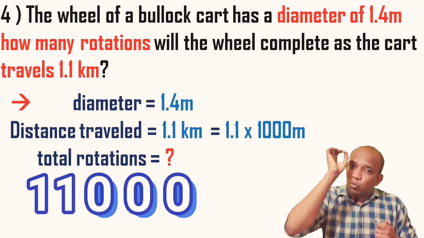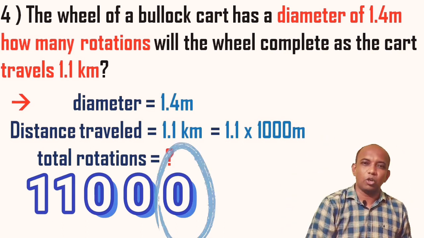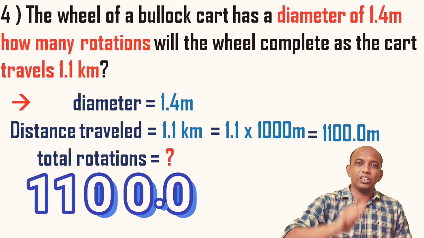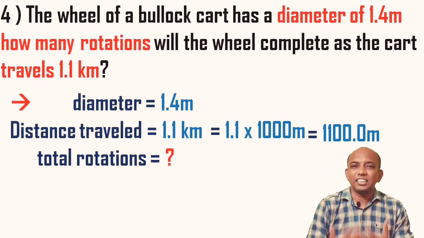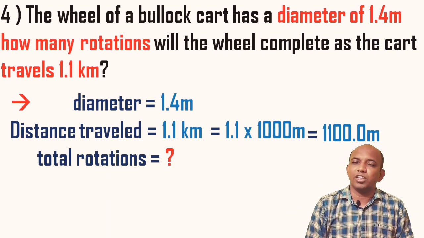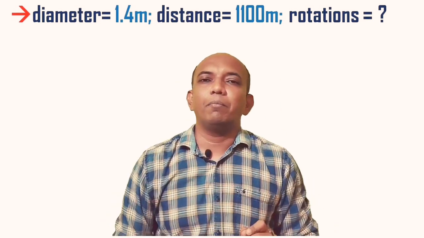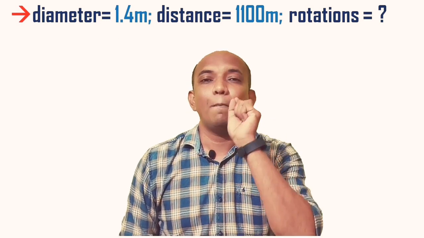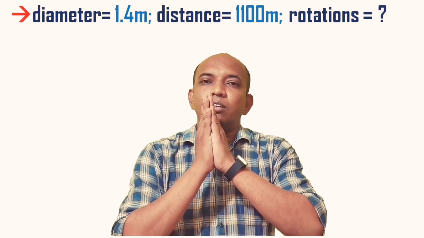So for that one digit, I'm going to leave one digit from the right side of 11,000. That makes it 1100.0 meter. So in short, we have 1100 meters as the distance traveled by that cart. So the modified question is: the diameter of the wheel is 1.4 meter, the distance traveled by that wheel or the cart is 1100 meter. My question is how many rotations will be completed by that wheel.